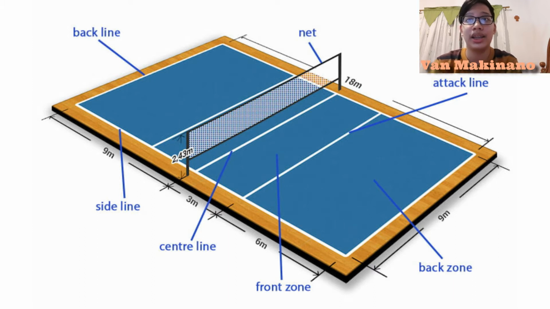Third is the attack line. This line can be found on both fields. It is parallel to the center line and has 3 meters distance to each half. It is called a line of attack because it separates the area of attack from the defense. The defensive player may, however, jump before the line and tap the ball above the height of the net while it's suspended in the air.